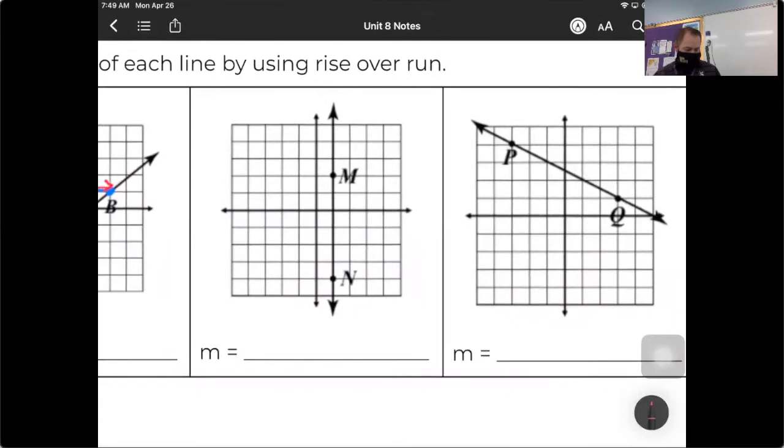Let's try another one. When I do these, M and N, I can't make that a hypotenuse of a right triangle with rise and run. I'm going directly up. I'm counting up 1, 2, 3, 4, 5, 6. My rise would be 6, but my run doesn't go left and right, does it? My run is 0. So what's my slope? Undefined. Good.